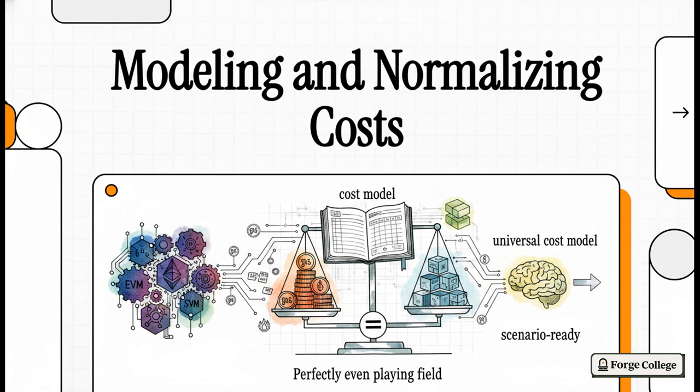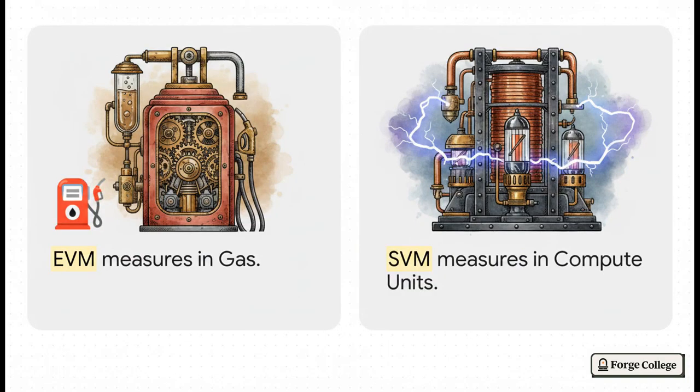We're going to build a scenario-ready cost model, one that puts our gas-based and compute unit-based measurements onto a perfectly even playing field. But right out of the gate, we've got to acknowledge the absolute absurdity of the core problem here. Okay, on the EVM side, we measure everything in gas. On the SVM side, we use compute units.